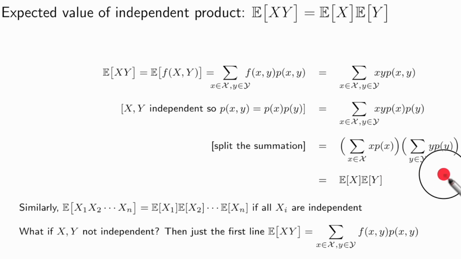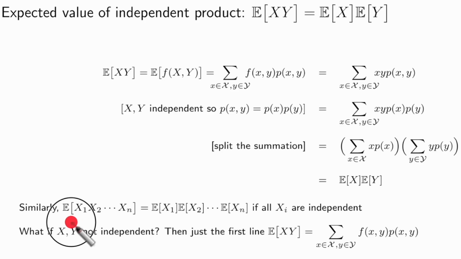Then we get this. Notice that this bracket is exactly the definition of the expected value of X, and this bracket is the expected value of Y. So we have this. So we have proved that if X and Y are independent random variables, then the expected value of the product is the product of the expected values.